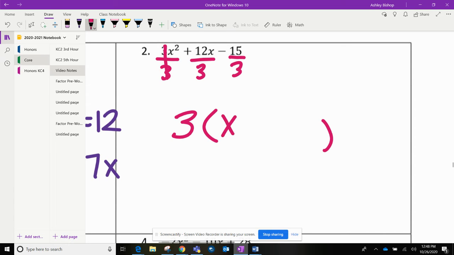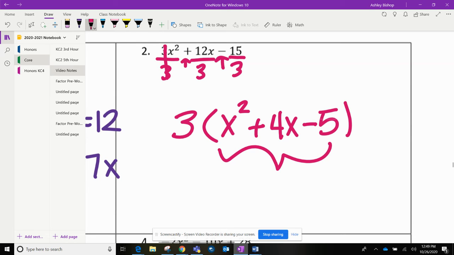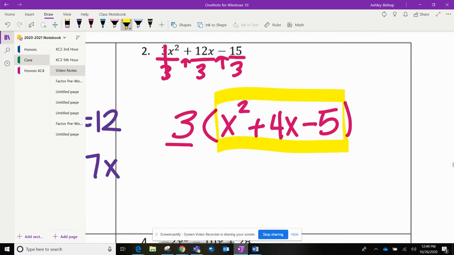And on the inside of these parentheses, I'm going to put my answers that I got. So those 3's cancel. So I'm left with x squared. 12x divided by 3. If you ask your calculator what 12 divided by 3 is, you'll get 4, so 4x, because that's positive. And then I have negative 15 divided by 3. Negative 15 divided by 3 in your calculator, you'll get negative 5. All right, so remember that goes inside parentheses, and on the outside of my parentheses goes the number that I divided everything by. Now I go and factor what's in the parentheses, and I factor it normally. This part's not new. You should know how to factor what's in the parentheses.